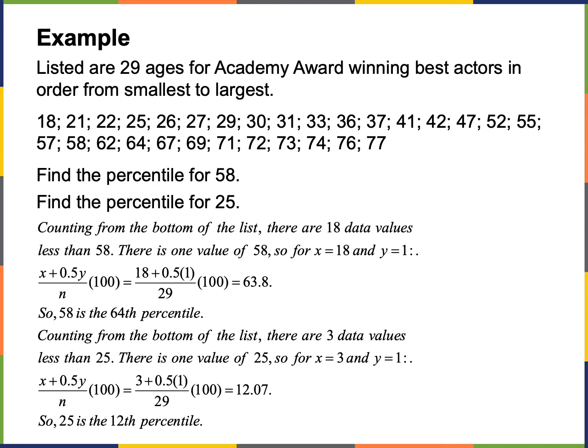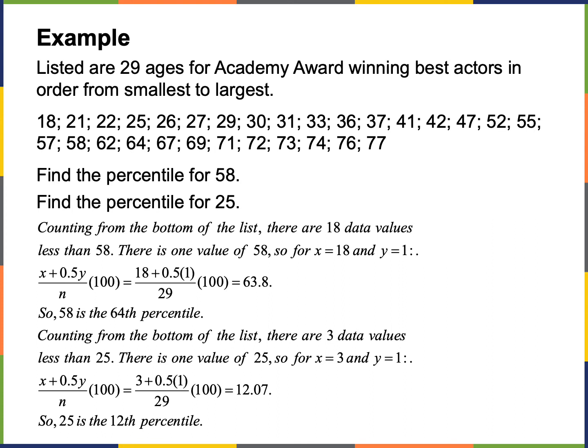So let's go back to this situation. Same situation, we have the same data set, the 29 ages. And now we want to find the percentile for 58. So 58 is over here. Counting from the bottom, there's how many data values? We count going all the way up to here. There are 18 data values because 58 is in the 19th place. If I count all these up, I get 18.